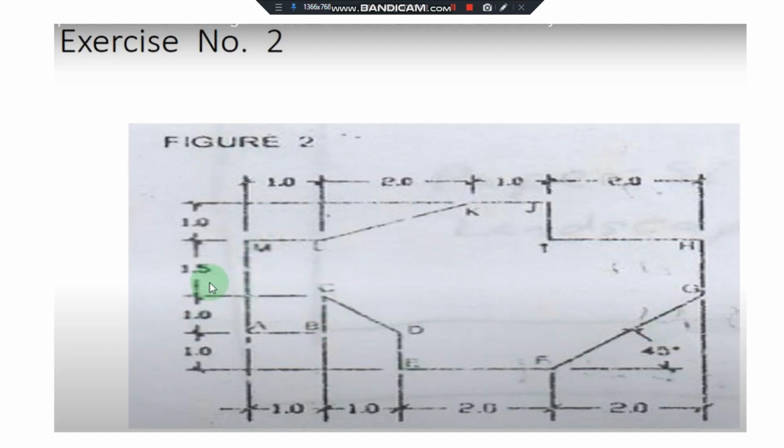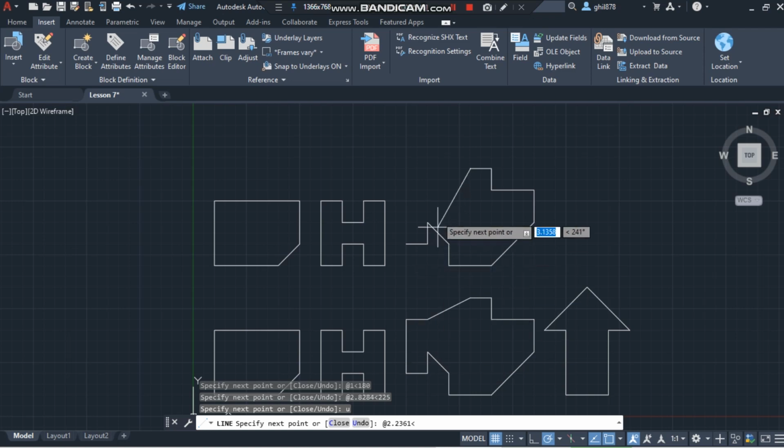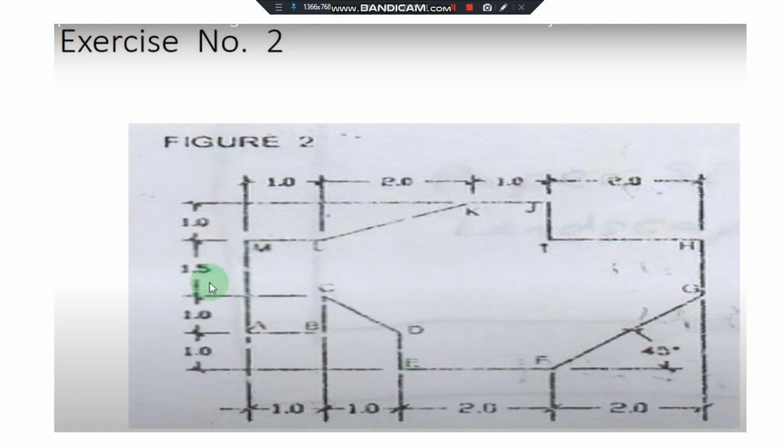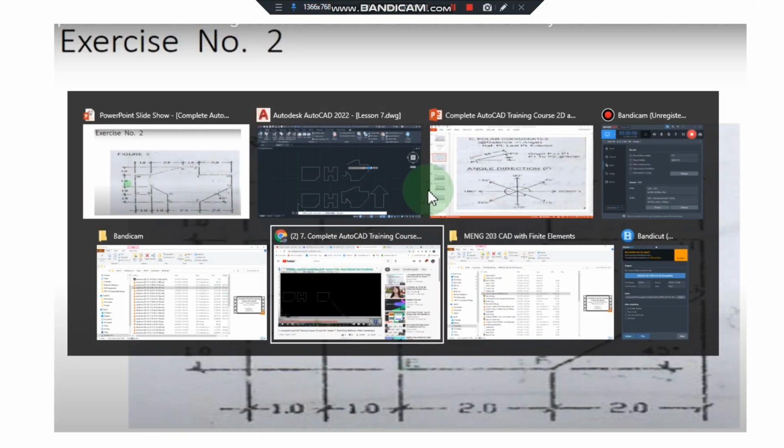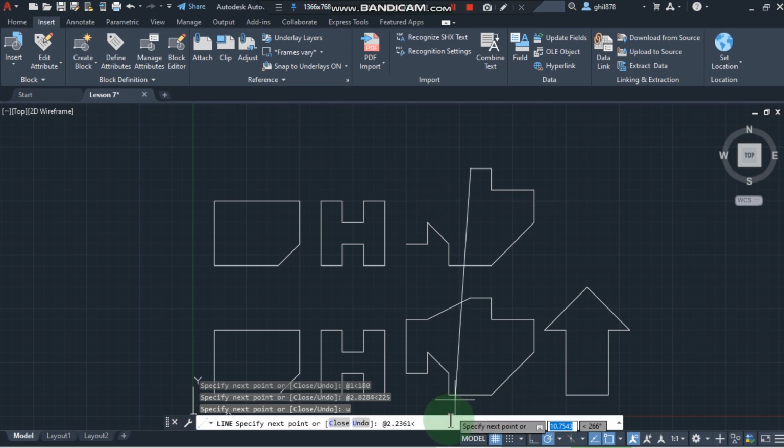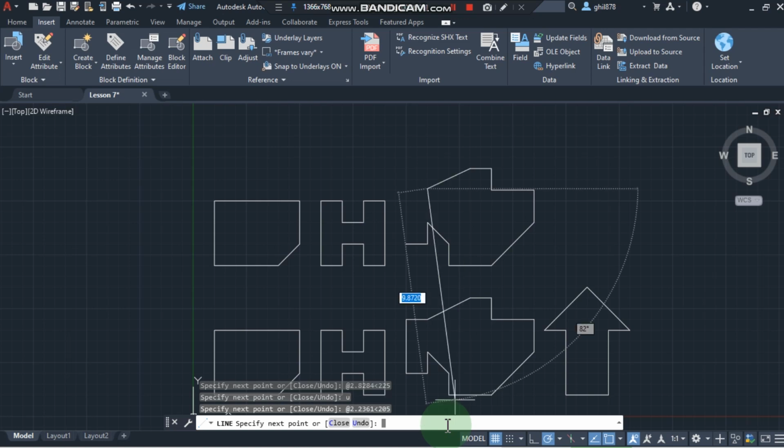No, it should have a distance of 2.2361, 205 degrees. Excuse me, 205 degrees. So there. Then at this one at 1 with the angle of 180 degrees to the left, right?